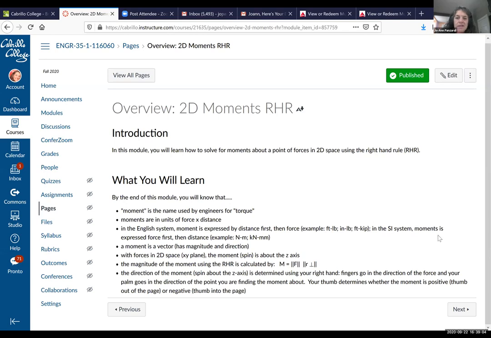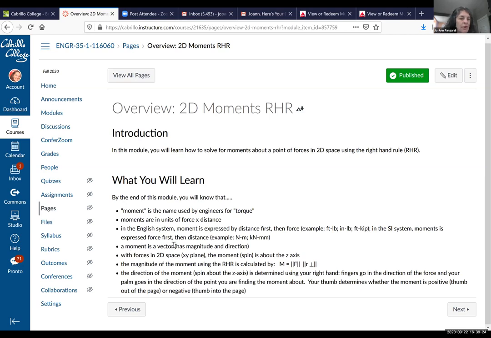In the SI system, moments are expressed force first, then distance. So for example, Newton meter, kilonewton meter, kilonewton millimeter. So remember that depending on whether you're in the English or the SI system, that tells you which unit you write first.